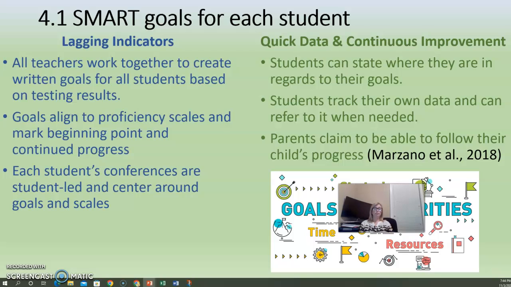Students can and should be able to state where they are in regards to the goals. Students track their own data and they can refer to it when needed. Setting these SMART goals and allowing students to claim their own progress and defend it allow parents to see the progress, and they claim that they are able to follow the child's progress better. Marzano et al. 2018.